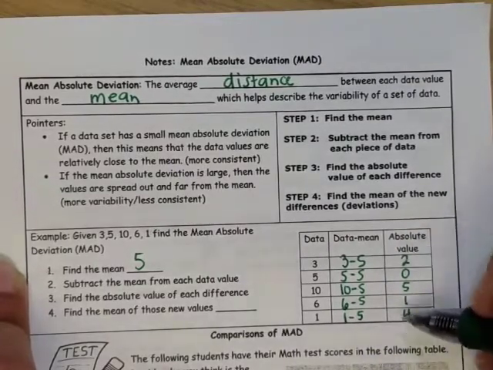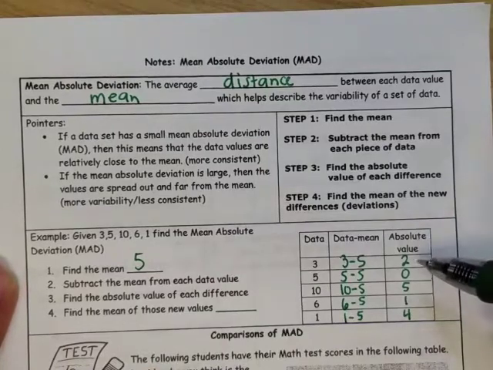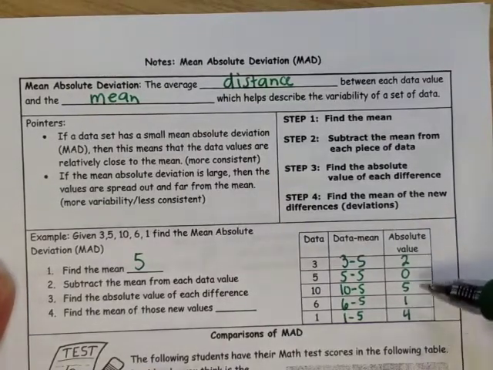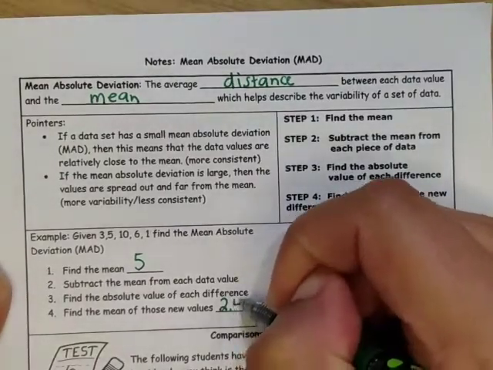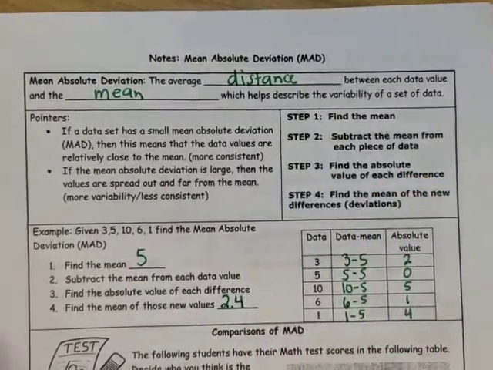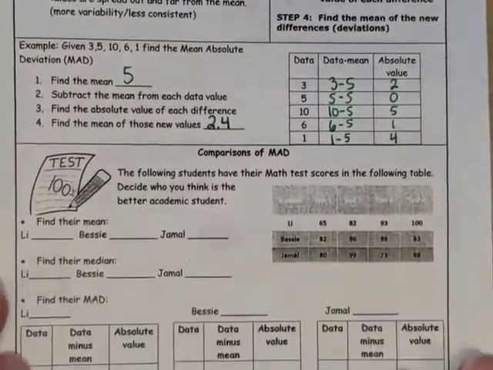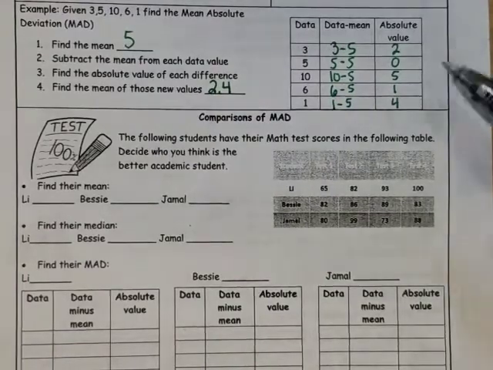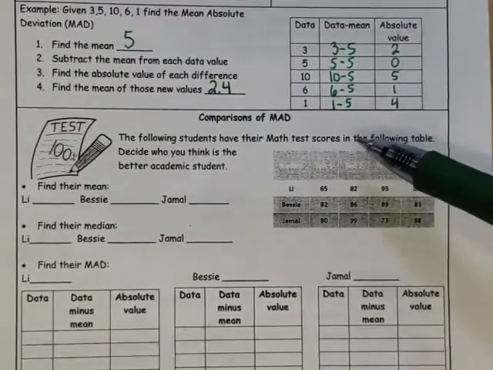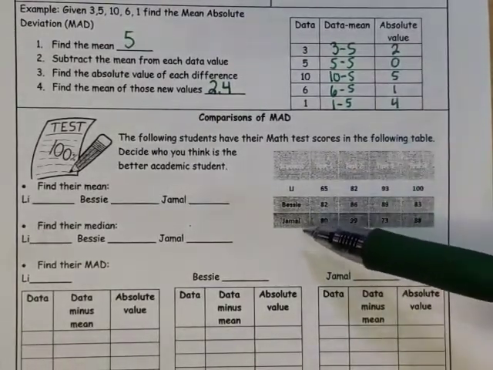So now we have all of our absolute value differences, and then what we want to do is find the average of those. So 2 plus 5 plus 1 plus 4, and then divided by 5 gives me a MAD of 2.4. Now we want to compare some differences between 3 academic students. So the following are the math scores for Lee, Bessie, and Jamal.